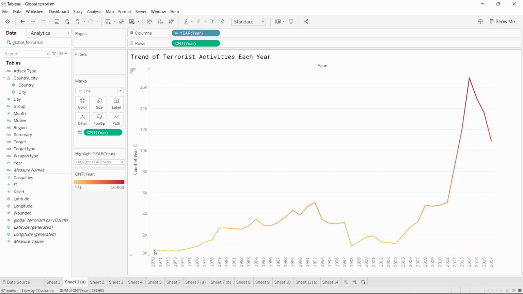Similarly, if you see the trend graph, it seems the same. There is a peak in 1992, and then there is a drop, and after that, from the middle of 2011, it seems to gradually increase to 2014, and there is a drop after that.